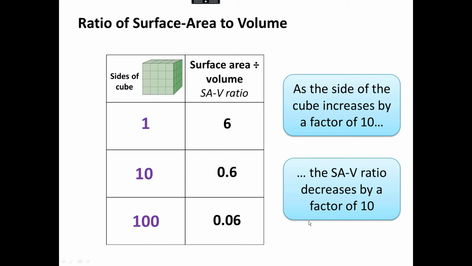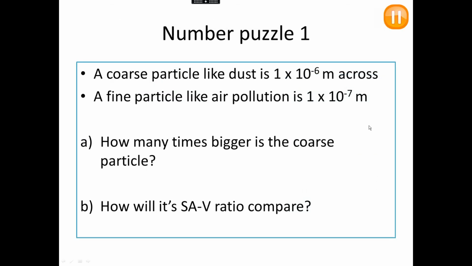Now, the opposite is true. If the size of the cube or particle decreases by a factor of 10, the surface area to volume ratio will increase by a factor of 10. So the smaller the particle, the larger the surface area to volume ratio, and as the size decreases by a factor of 10, the surface area to volume ratio increases by a factor of 10. Let's put that into practice.